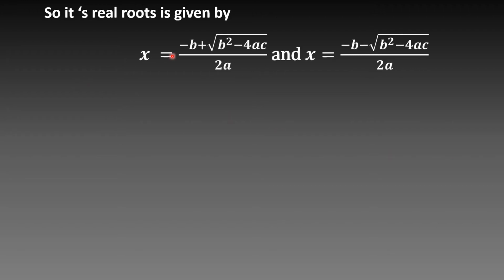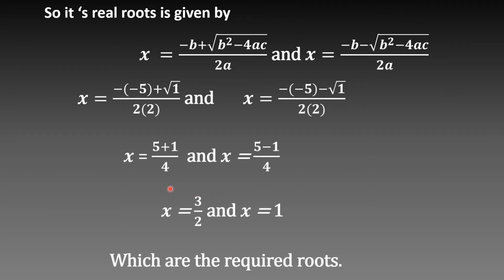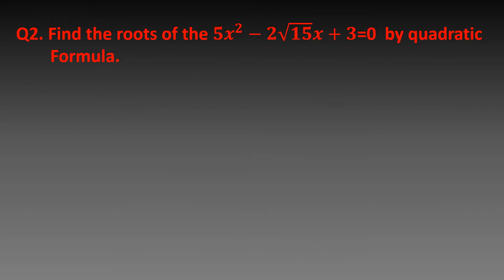So its real roots are given by the following equations. Here x equals minus b plus under root b square minus 4ac upon 2a, and x equals minus b minus under root b square minus 4ac upon 2a. Now on putting all the values in the given equations and solving, we get x equals 3 by 2 and x equals 1, which are the required roots.